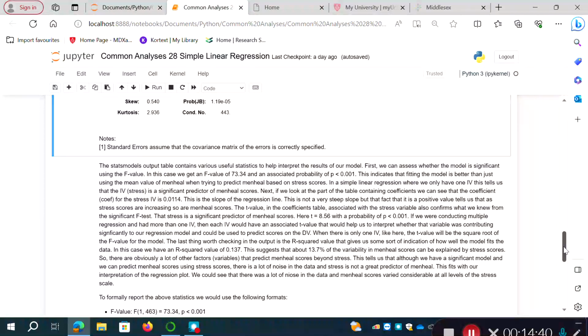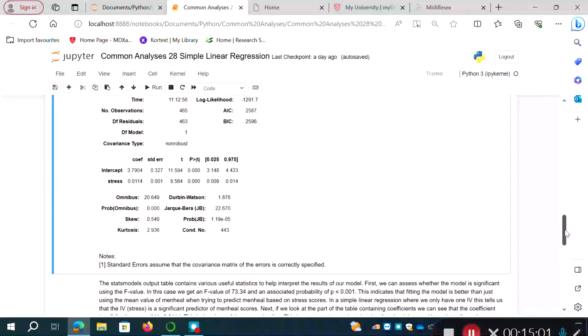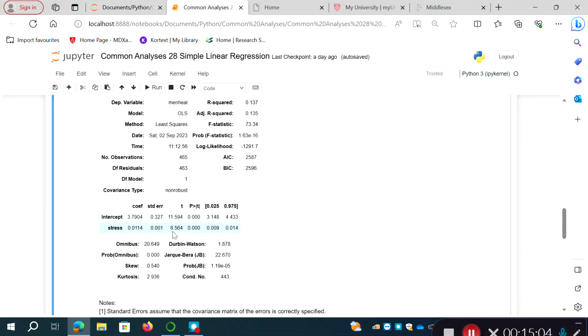variable in that coefficients table would have an associated t-value that would help us to interpret whether that variable was actually contributing significantly to our regression model and could be used to predict scores on the DV. When there's only one IV like this here, the t-value will be the square root of the F value for the model. So if we look at this t-value here, if you actually square that 8.564, you will get a value that if you round it to 2 decimal places will be 73.34. So the F statistic.